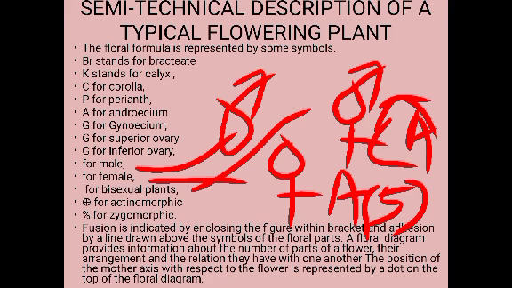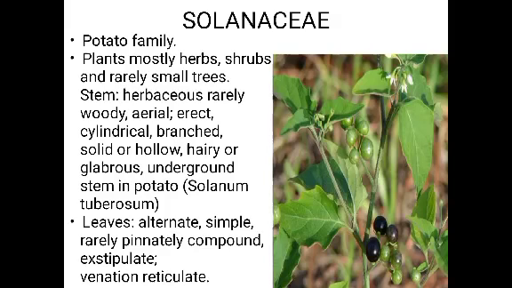I hope you have understood this. Now we can see one of the families, that is Solanaceae. The Solanaceae is commonly called the potato family, and it is a very large family. Regarding distribution, it can be seen everywhere, that is tropics, subtropics, or even temperate zones. In all these regions it is commonly found. So Solanaceae is the potato family.